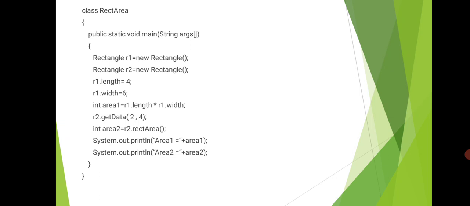So through r2 we are calling this function. So r2 having both length and width, because r2 is created. When it created, it creates the memory for length and width of rectangle 2, that is r2. So for that values, for that instance variable, we are assigning 2 and 4 through get data method. Okay, so through this method it initialize the values for r2, that is r2 length equals 2 and r2 width equals 4. Next we are calling the rect area.